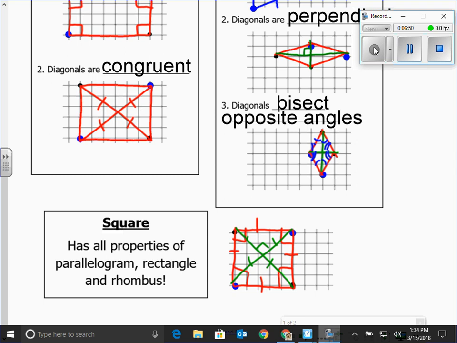Okay? So just like with parallelograms, you need to make sure you have these characteristics memorized for each shape.